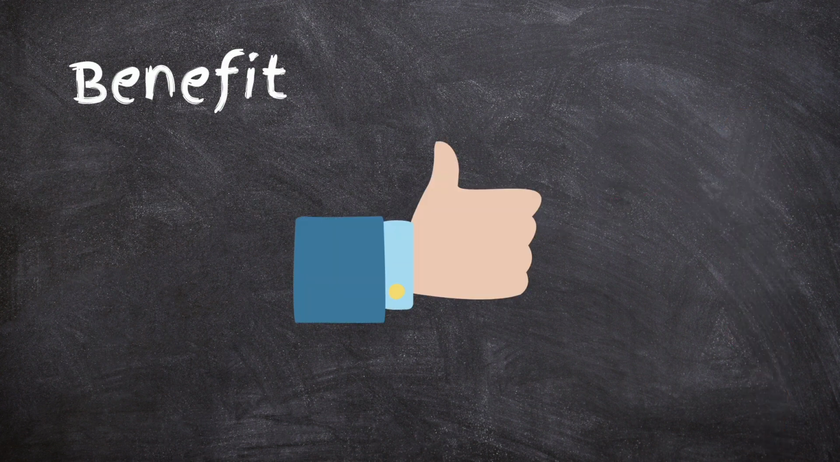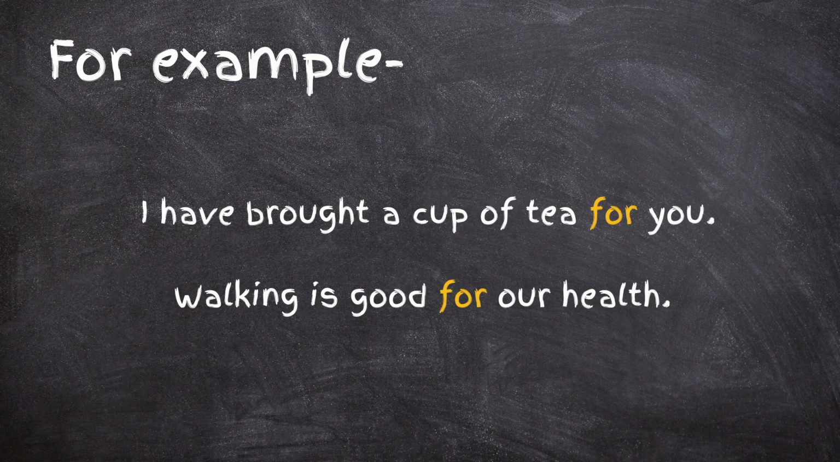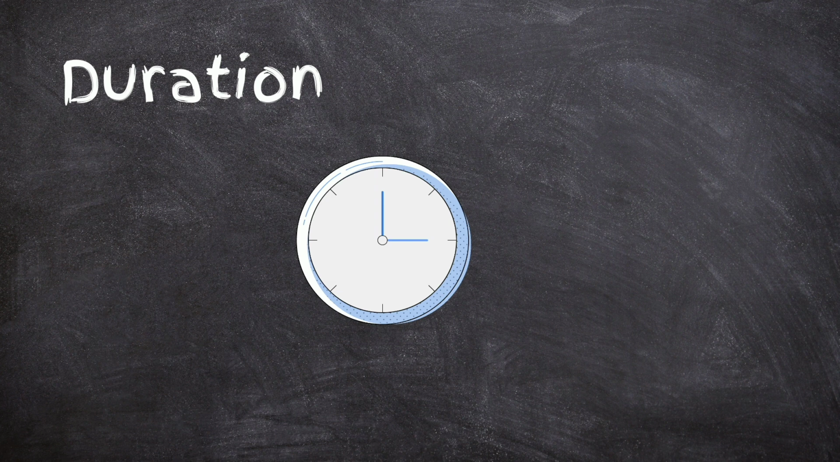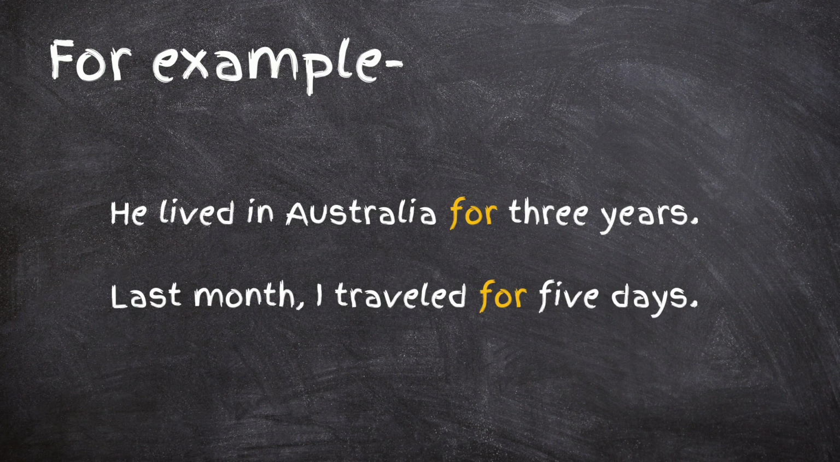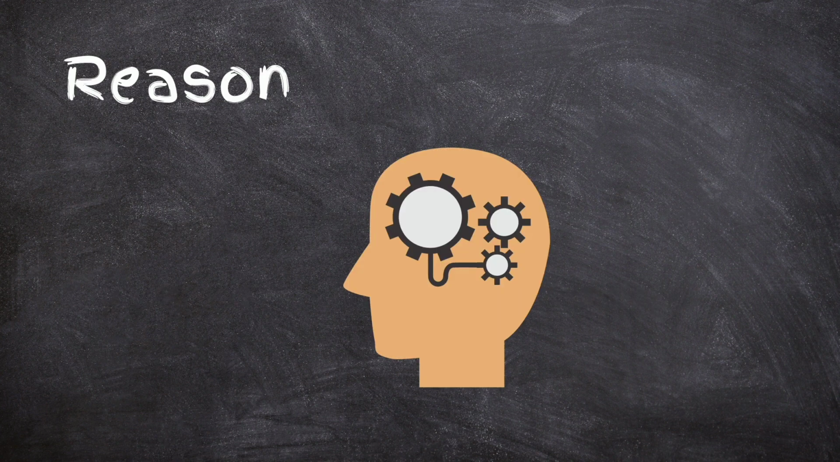First one is benefit. When we talk about benefits or positive effects or doing something nice for someone, we use "for". For example, I have brought a cup of tea for you. Walking is good for our health. Duration. We use "for" when someone is doing something over a long period of time. For example, he lived in Australia for 3 years. Last month, I traveled for 5 days.